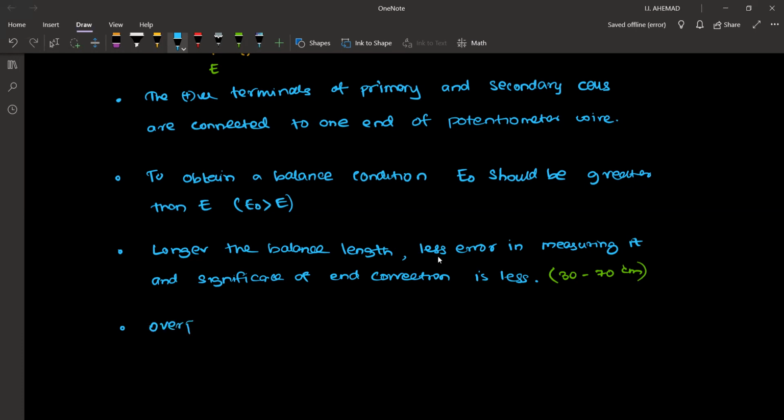Overpressing of potentiometer wire is not recommended.